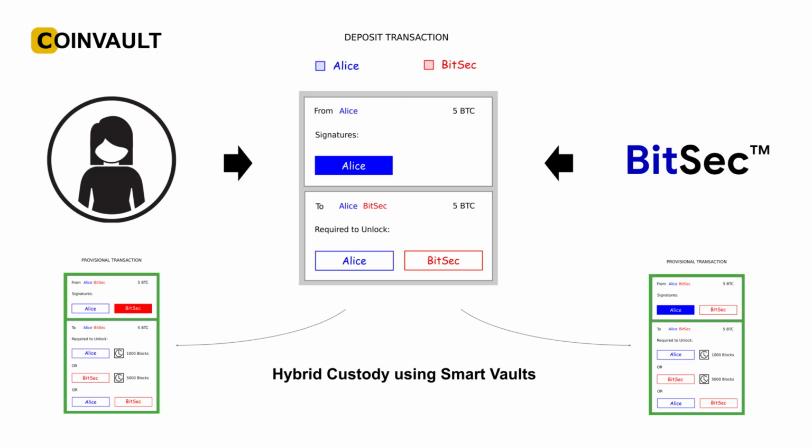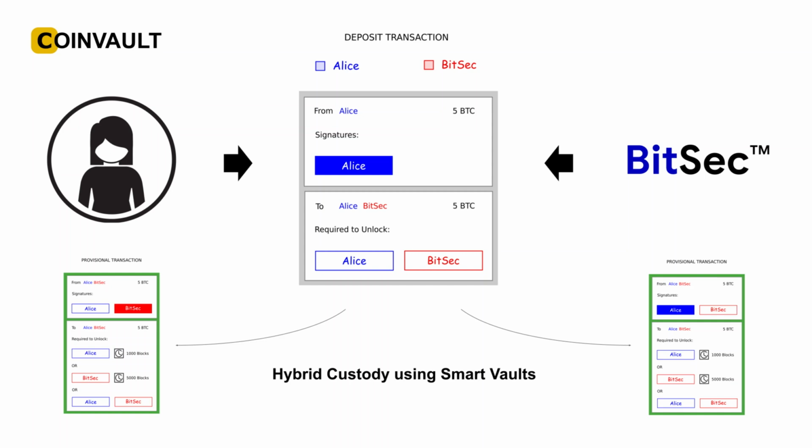From now on, the inner workings of hybrid custody will be explained as an interaction between Alice, a hypothetical user, and BitSec, a hypothetical hybrid custody provider. Hereafter, we will refer to BitSec's hybrid custody service as BitSec, to keep it brief. And whenever we say Bitcoin, it is equally applicable to any other similar altcoin.